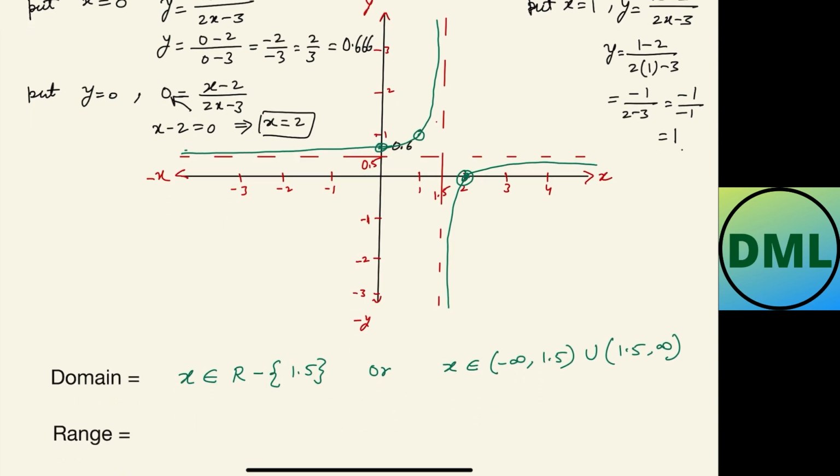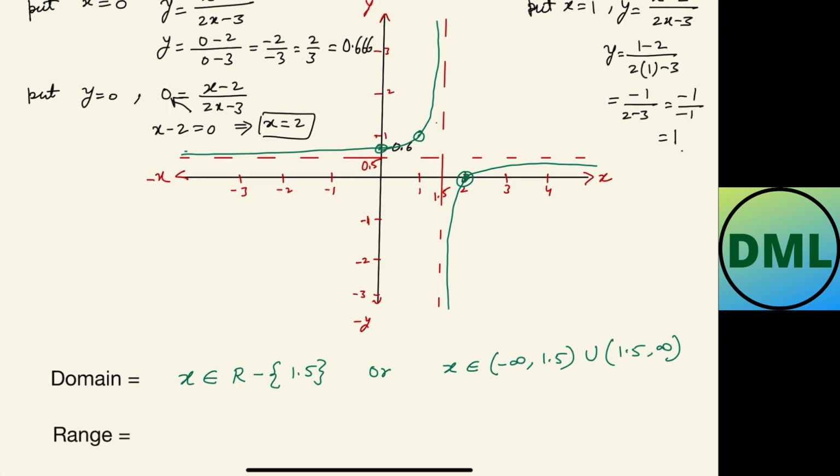Let's write down the range here. Range are y values. y is taking all the values except 0.5. Range is y values belongs to all real numbers other than 0.5. Or you can write y belongs to minus infinity to half union half to infinity. That will be your range. That's how you can give your answers.